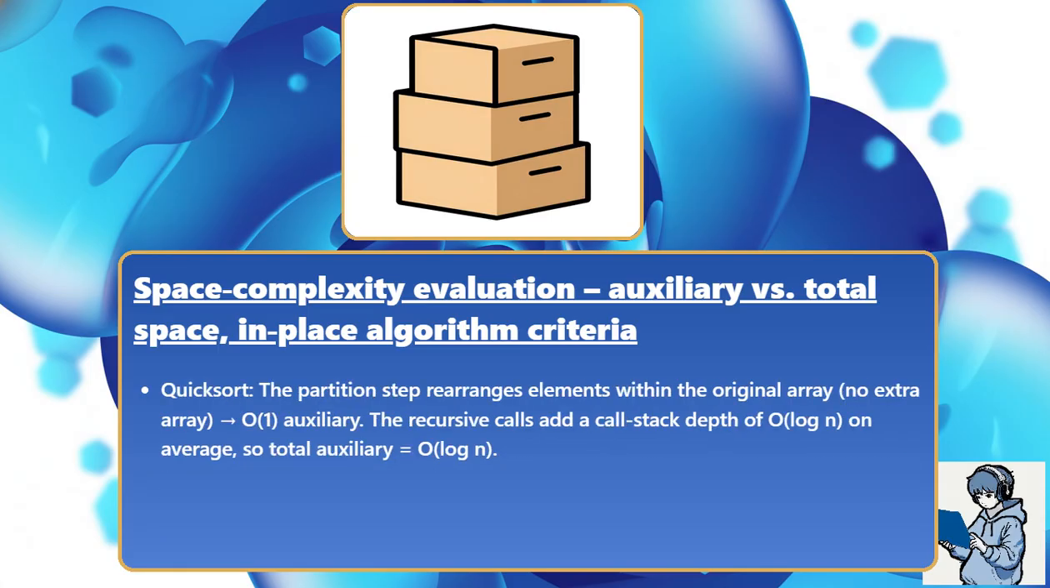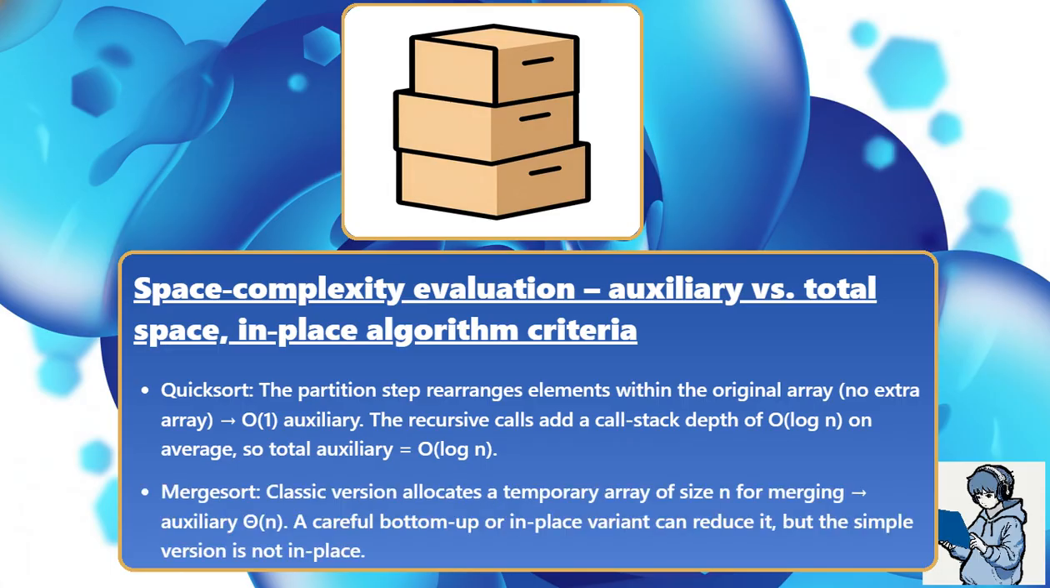Quicksort: the partition step rearranges elements within the original array, no extra array, big O of 1 auxiliary. The recursive calls add a call stack depth of big O of log n on average, so total auxiliary equals big O of log n. Mergesort's classic version allocates a temporary array of size n for merging, auxiliary theta of n. A careful bottom-up or in-place variant can reduce it, but the simple version is not in place.